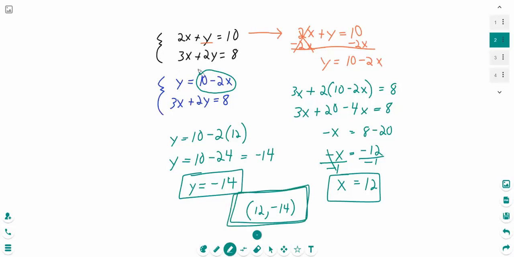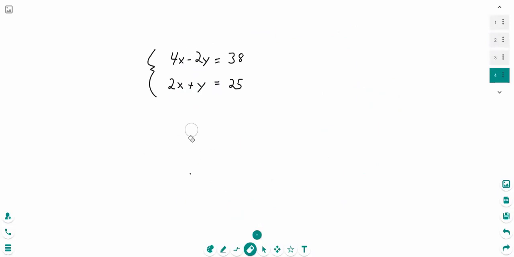If we plug 12 and negative 14 in, we should end up with true equations for both of these. Okay? Excellent. All right, so let's try another one. So why don't you go ahead and pause the video, try this one on your own, and then we'll do it together.